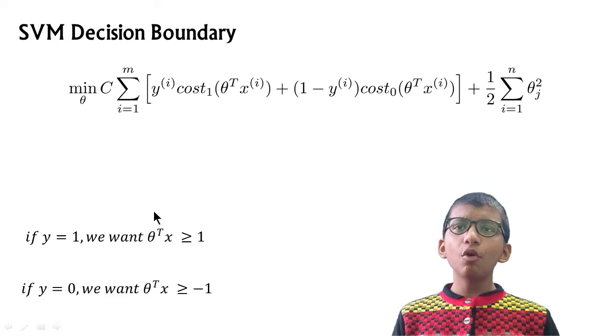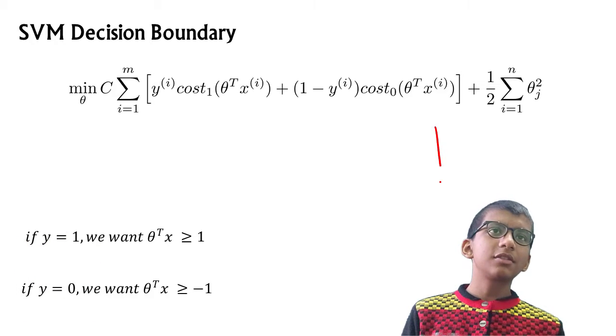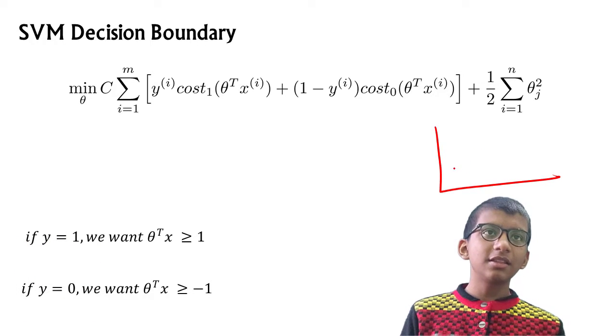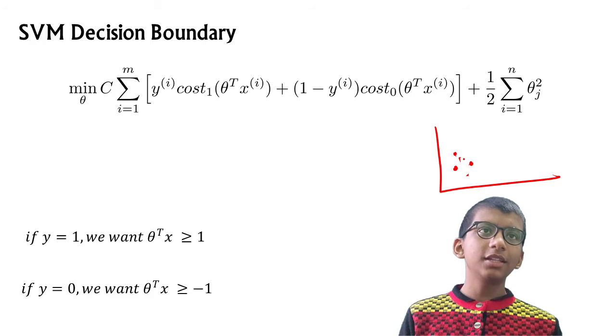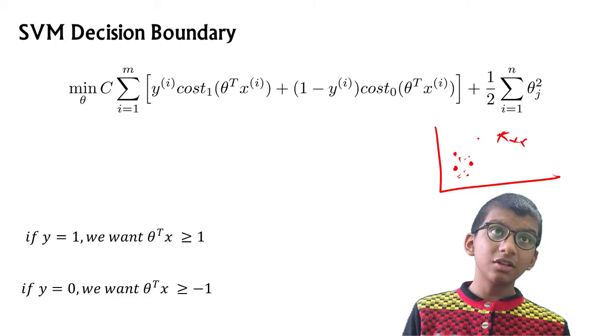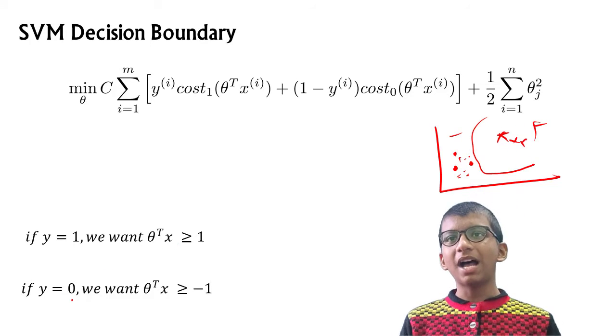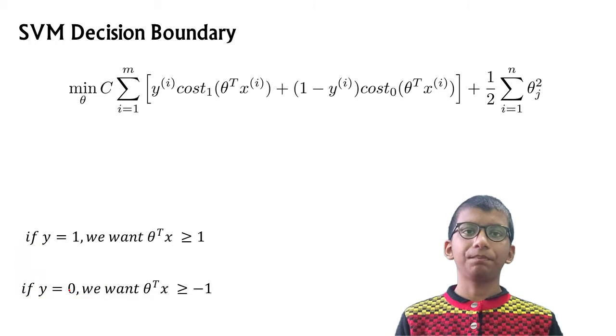But in the support vector machine and logistic regression decision boundary, let's say these are the data points, and in logistic regression we simply make a boundary for separating the minus and the plus, or the positive and the negative examples.